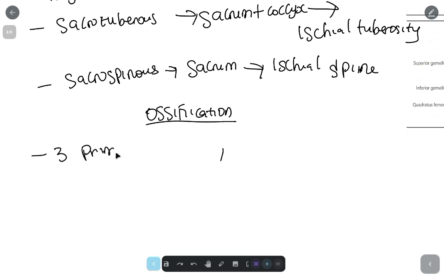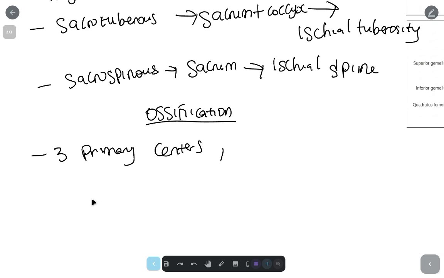So what are primary centers? We have secondary centers and we have primary centers. Primary centers are where the main bone formation is occurring. We have three primary centers, and remember we have three bones in the hip bone, which are the ilium, the ischium, and the pubis. So each primary center belongs to each of the bones found in the hip bone: the ilium, the ischium, and the pubis.